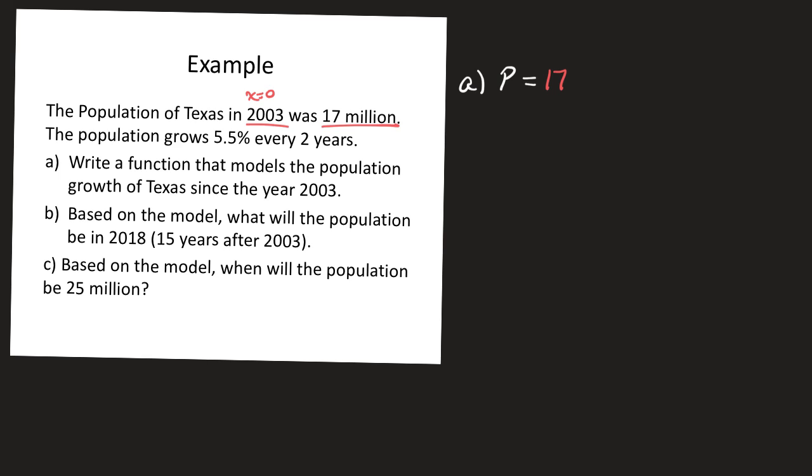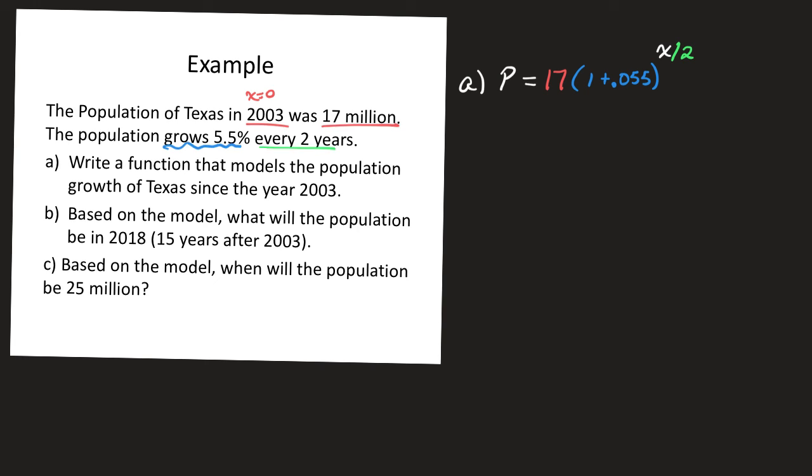Then I'm going to multiply this by my multiplier. Since it is growing at 5.5%, I have to do 1 plus that rate. Again, the rate is a percentage, so it does need to be converted to a decimal. Dividing that by 100 gives me 1 plus 0.055. And then this is going to happen every 2 years. So in my exponent, instead of happening every year, X, since the year 2003, I'm going to divide that by 2, saying that it happens every 2 years. So this is my equation that models this phenomenon.